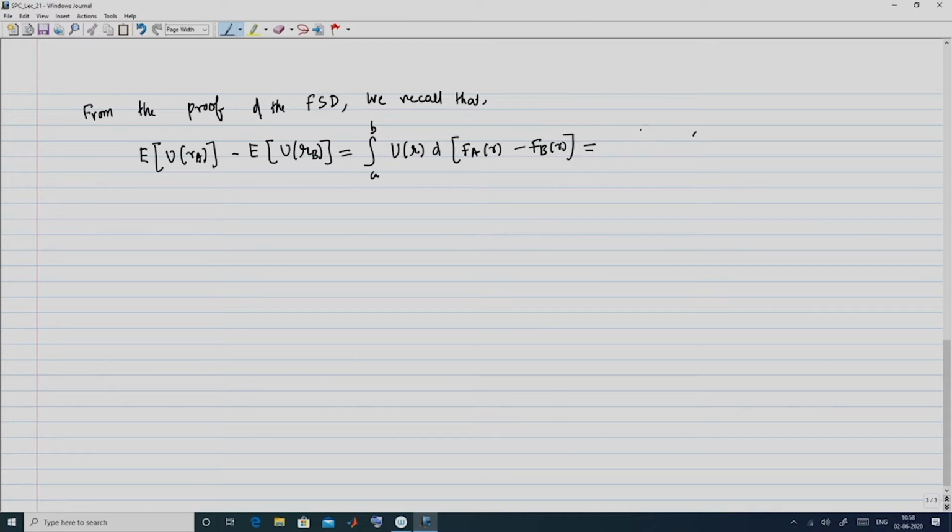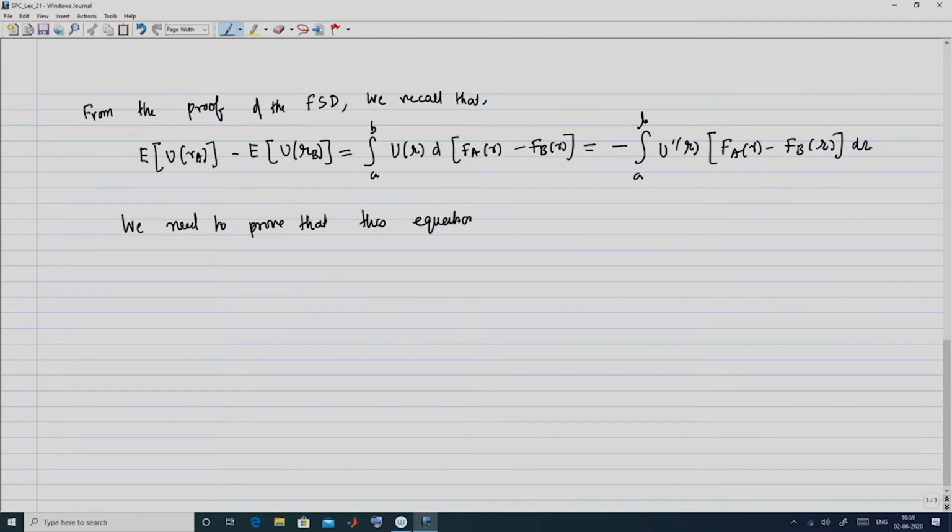So, this was from the definition of expected utility, and this we had shown is equivalent to minus of integral a to b u prime of r of F_A of r minus F_B of r dr. So, what we now need to prove is that this equation is positive under the SSD criteria.